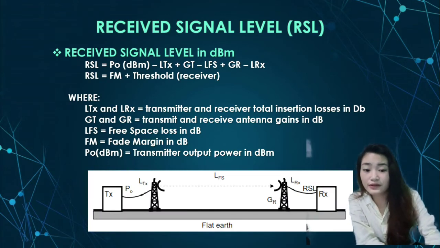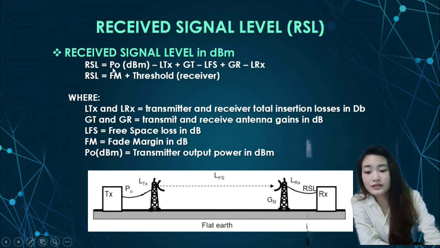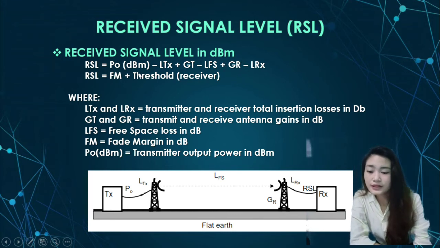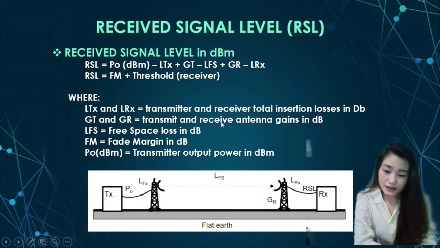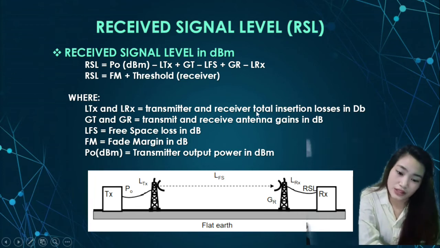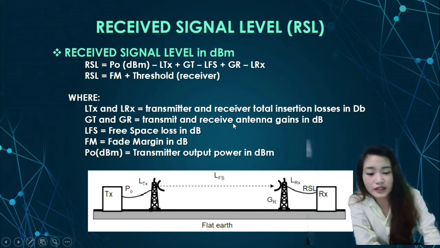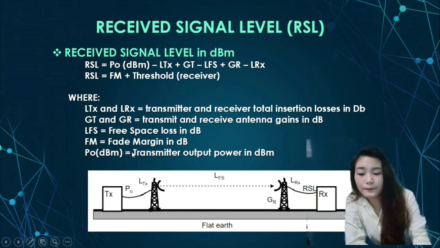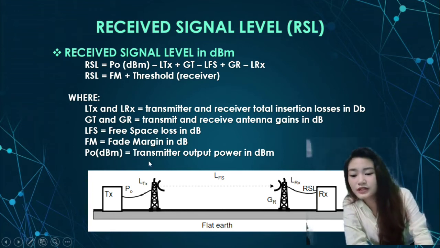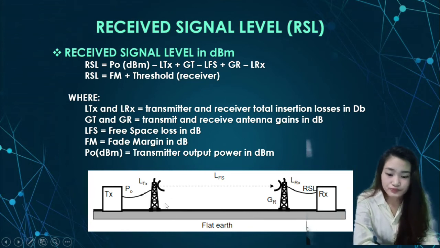Received signal level, or RSL, in dBm, is equal to, as you can see, where LTX and LRX are the transmitter and receiver total insertion losses in decibels, GT and GR are the transmit and receive antenna gains in decibels, LFS is the free space loss in decibels, FM is the fade margin in decibels, and PO in dBm is the transmitter output power. This is the visual representation.